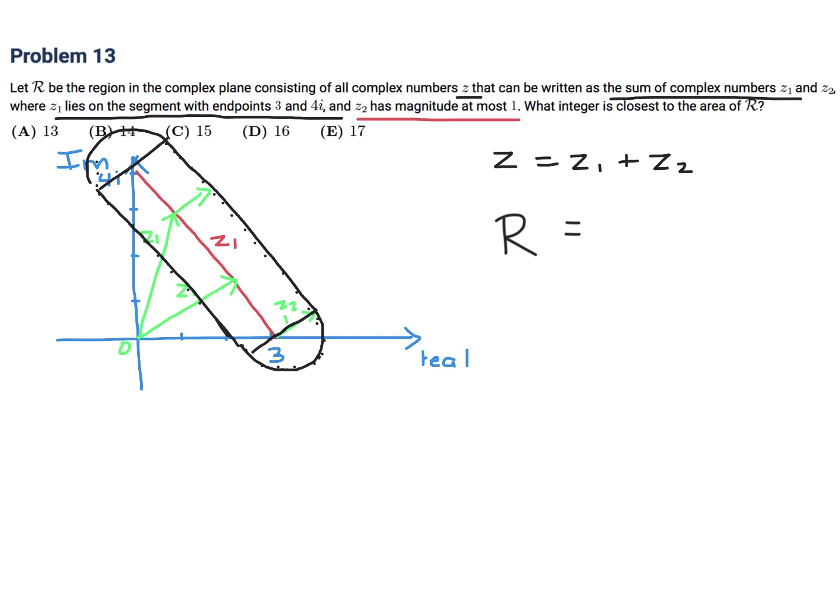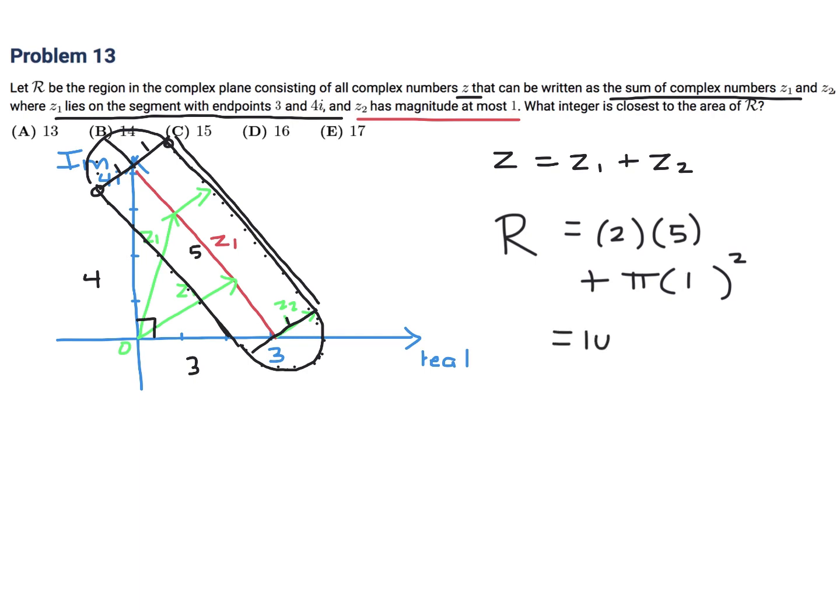The rectangle has dimensions, from here to here, it's 1 and 1, so its dimension is 2. And then from here to here, that is the same as the red line, and the red line is 5, right? Because it's a Pythagorean, a 3, 4, 5 triangle, because this is a right angle. So there you go. That's 2 times 5 for that rectangle. And then you've got two semicircles, which is the same as one circle. So it would be pi r squared. And r in this case is 1, the radius of this semicircle. So there you go. It would be 10 plus pi.